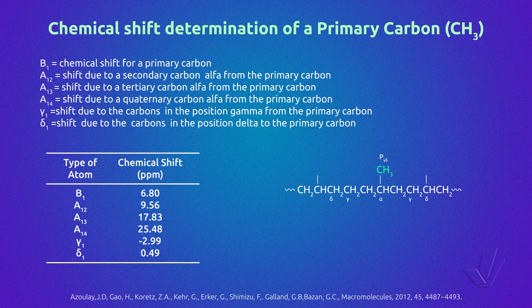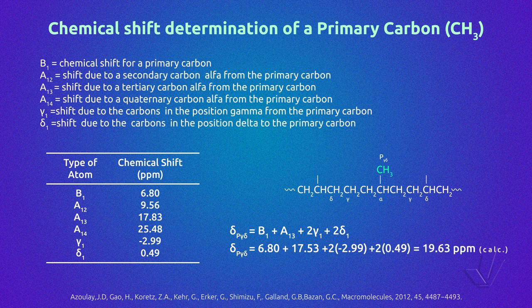So, if we want to calculate the chemical shift of the methyl carbon gamma delta in this figure, we use the equation that takes into account the additive chemical shift. That is, the chemical shift of a primary carbon gamma delta is equal to B1 plus the shift due to the alpha tertiary carbon plus 2 times the parameter gamma 1, because there are 2 gamma carbons, and plus 2 times delta 1 due to the presence of 2 delta carbons. The result is 19.63 ppm. This is called the calculated chemical shift. The experimental shift was found to be 19.92 ppm, which is very close.